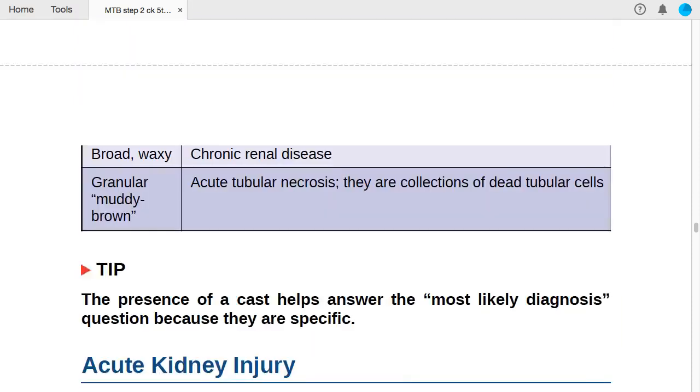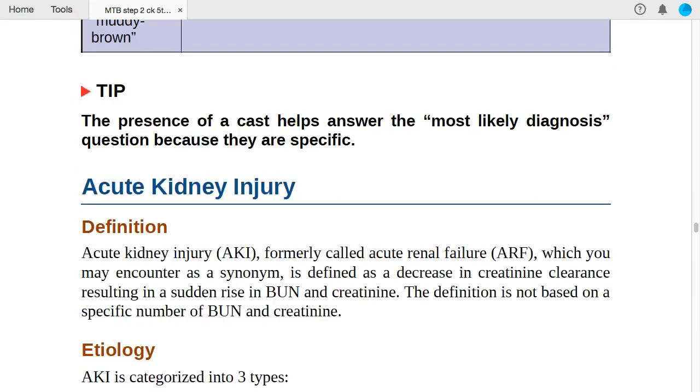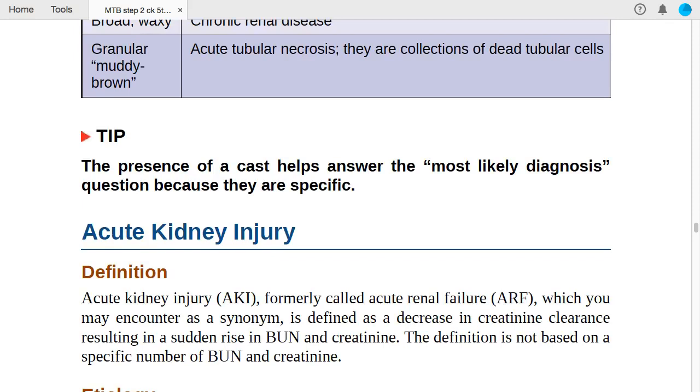Now, First Aid says the presence of casts helps answer the most likely diagnosis question because they are very specific. Say, for example, this granular muddy brown cast is very specific for ATN. So if this cast is positive, definitely you will be thinking of ATN, acute tubular necrosis.